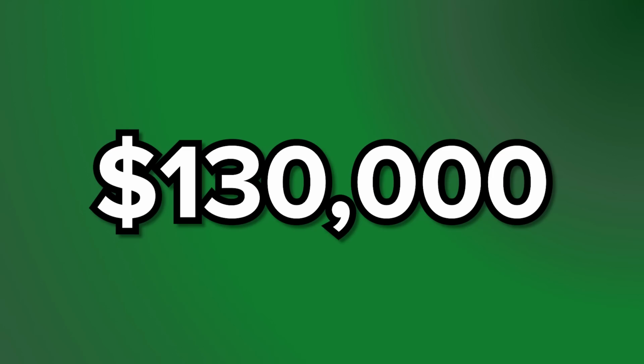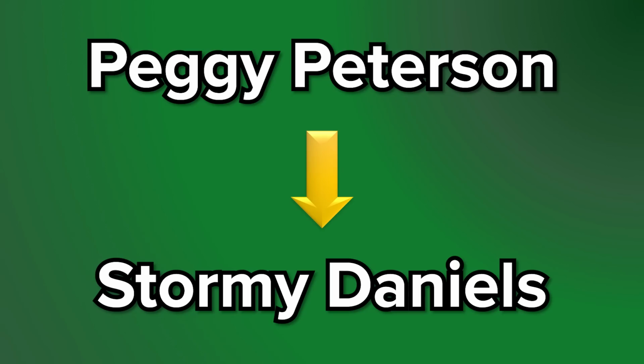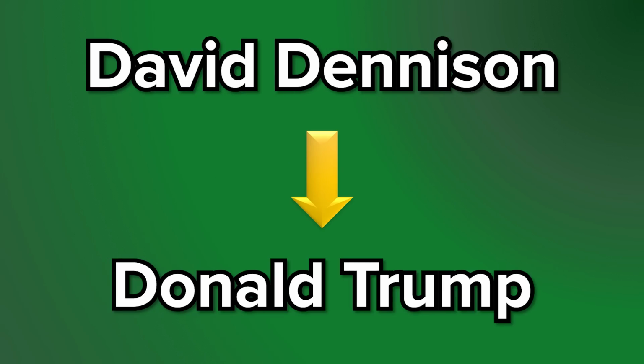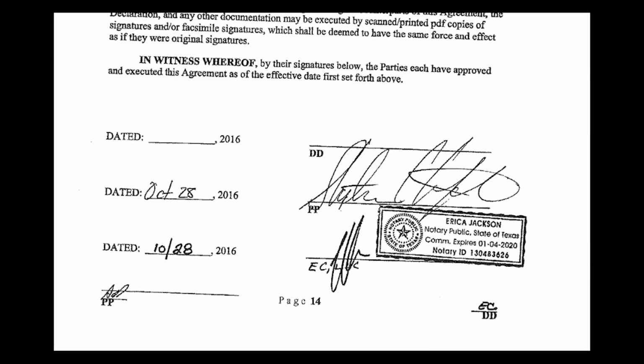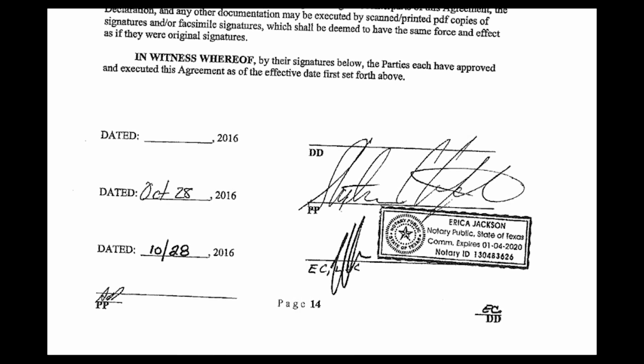Instead, Michael Cohen starts negotiating directly with Stormy Daniels' lawyer. They come up with a non-disclosure agreement where she will not tell her story for $130,000. The agreement is drafted with fake names. The name Peggy Peterson is used for Stormy Daniels. The name David Dennison is used for Donald Trump. The agreement was signed by Stormy Daniels, but never signed by Donald Trump. Then, Michael Cohen used his own money to pay Stormy Daniels.